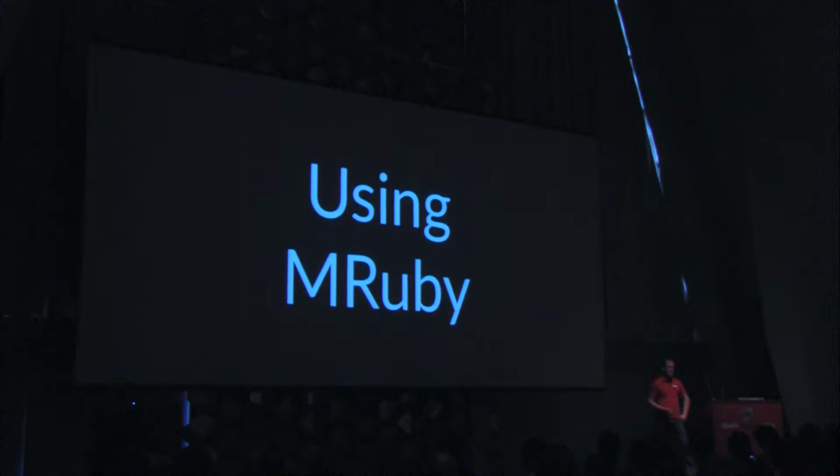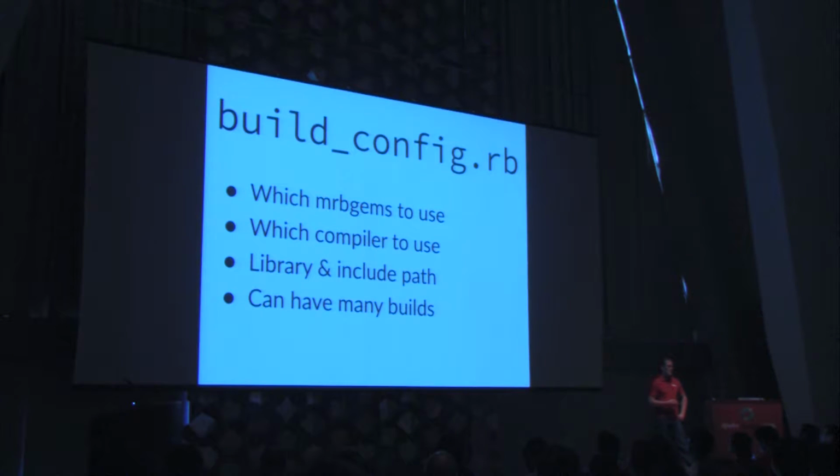Since MRuby is compiled, unlike CRuby, how do you use it? How do you get started? So the first thing you do is you edit your build config. Unlike CRuby, where you can load any gem at any time, in MRuby, you must choose in advance which pieces you want to use. In the build config, you also pick which MRB gems you want to use.